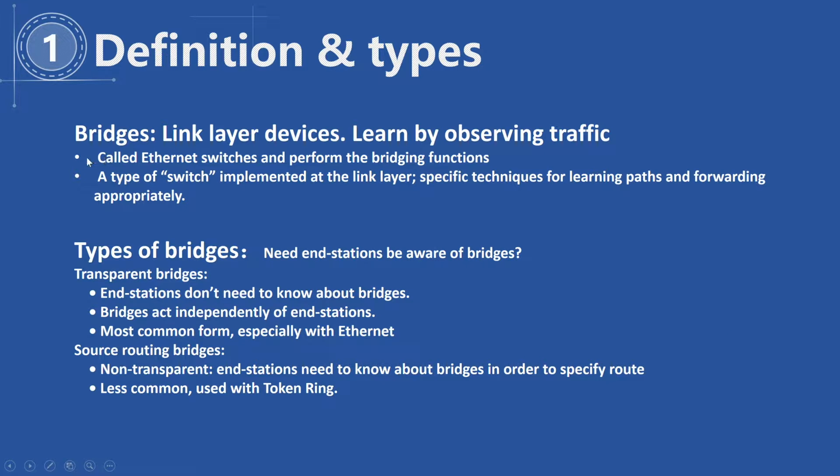First part, what's a bridge? It's a type of internet switch implemented at the link layer, and some specific technology can be used for learning, passing and forwarding traffic appropriately. In terms of whether the interstation needs to be aware of the bridges, there are 2 types. If interstations don't need to know about bridges, it is transparent bridging, and bridges act independently of the interstations and other bridges. If bridges should be known for routing by interstations, it is a source routing bridge.